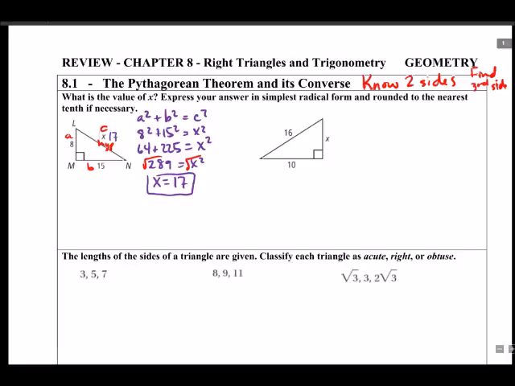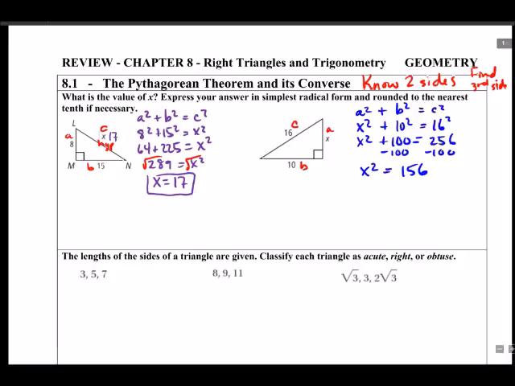And next on the list, we've got a right triangle. So here's our hypotenuse. Label that C, A, and B. And we just do A squared plus B squared equals C squared. So x squared plus 10 squared equals 16 squared. That's 100, and 16 squared is 256. Subtract 100 from both sides. x squared equals 156. So we square root.